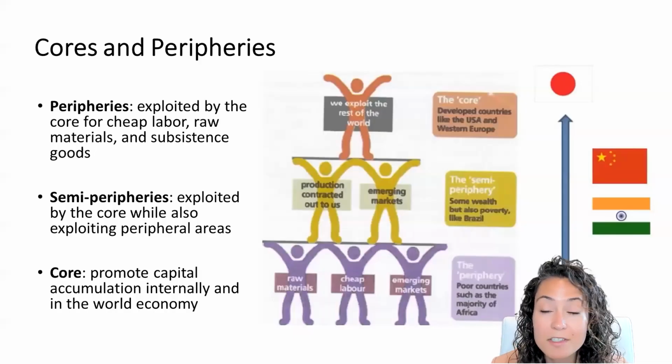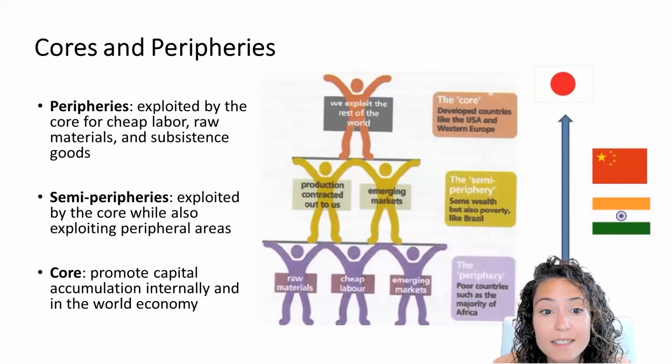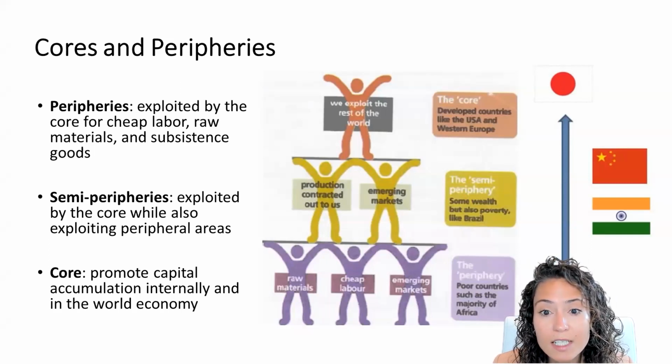Semi-peripheral areas are somewhat intermediate, being both exploited by the core as well as taking some role in the exploitation of the peripheral areas. In the recent past, these kinds of semi-peripheries have been expanding their manufacturing activities, particularly in products that core nations no longer find very profitable.